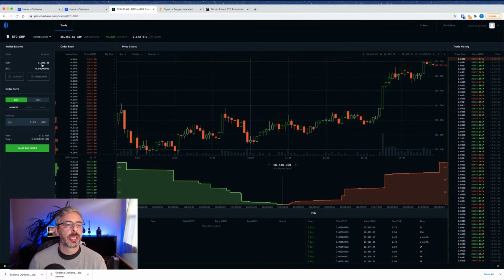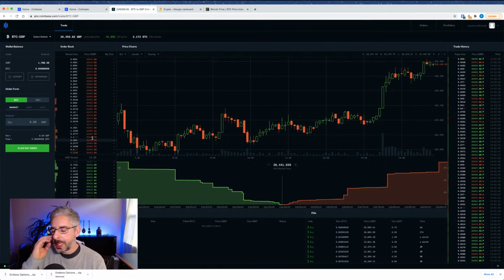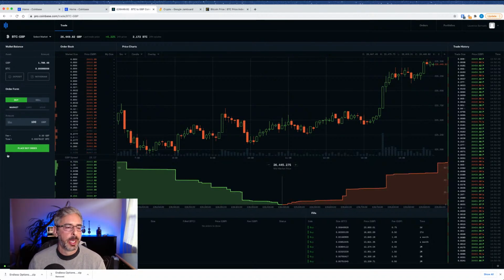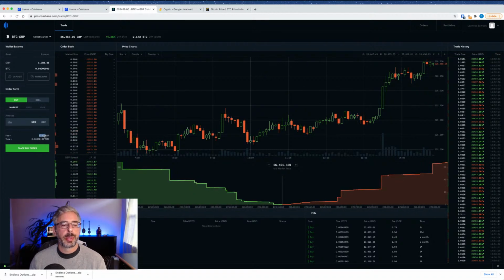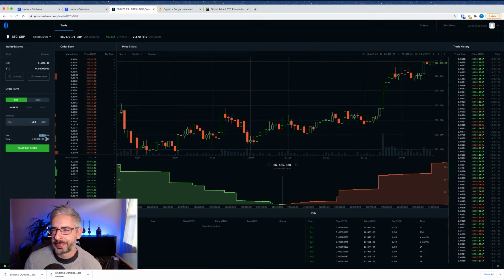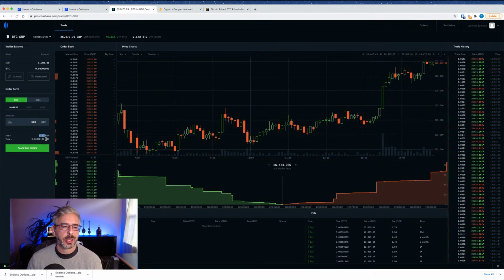We have 1,788 pounds, so I'm just going to buy 100 pounds today. You can see here in the fee, 0.50 pounds is the fee, so it's 50 pence, which is the equivalent of about 65 cents in the US. A lot cheaper than the other. When we were doing it through Coinbase, it was 2.99, so you can see we've saved a ton of money, and this is why I tell everybody to use the Coinbase Pro platform.